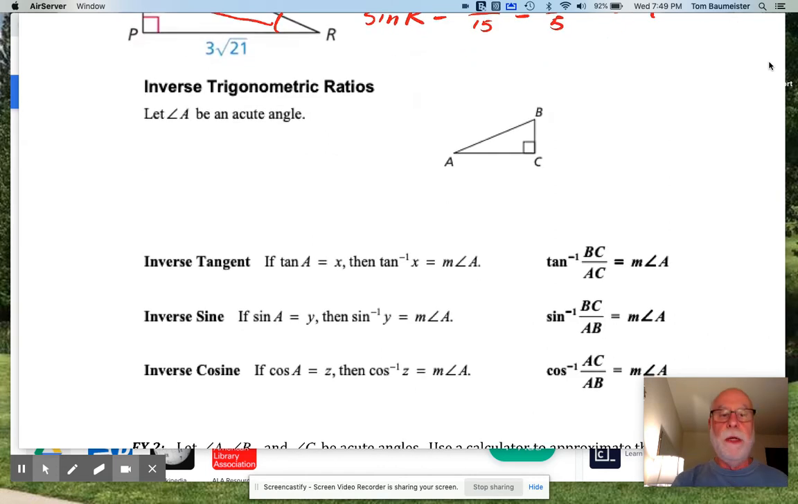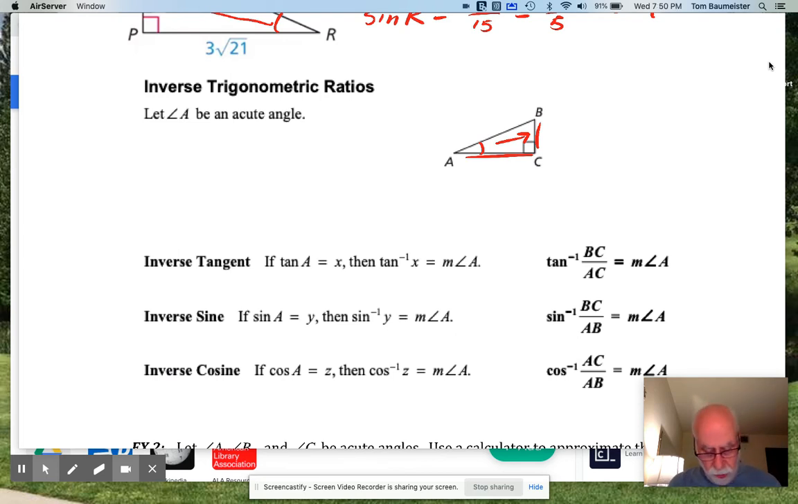So the inverse trigonometric ratio says let A be an acute angle, and so they're only taking one of these. B should be an acute angle too, and they're saying that for the inverse tangent, if tangent A equals x, then tangent to the -1 of x is equal to the measure of angle A. Tangent to the -1 of x is read as the inverse tangent. They're showing you it would again be BC over AC, so it's the opposite still over the adjacent. So that stuff doesn't change, people.